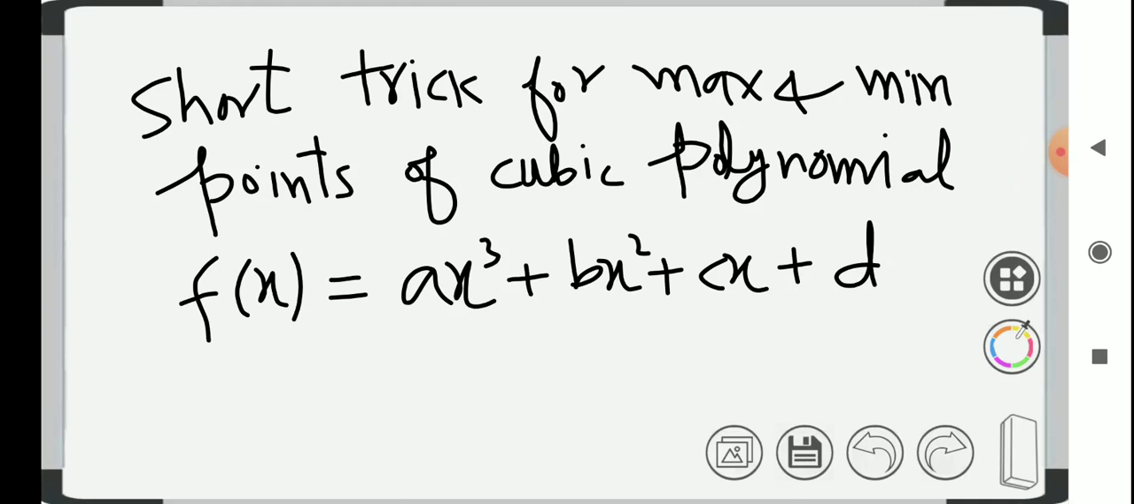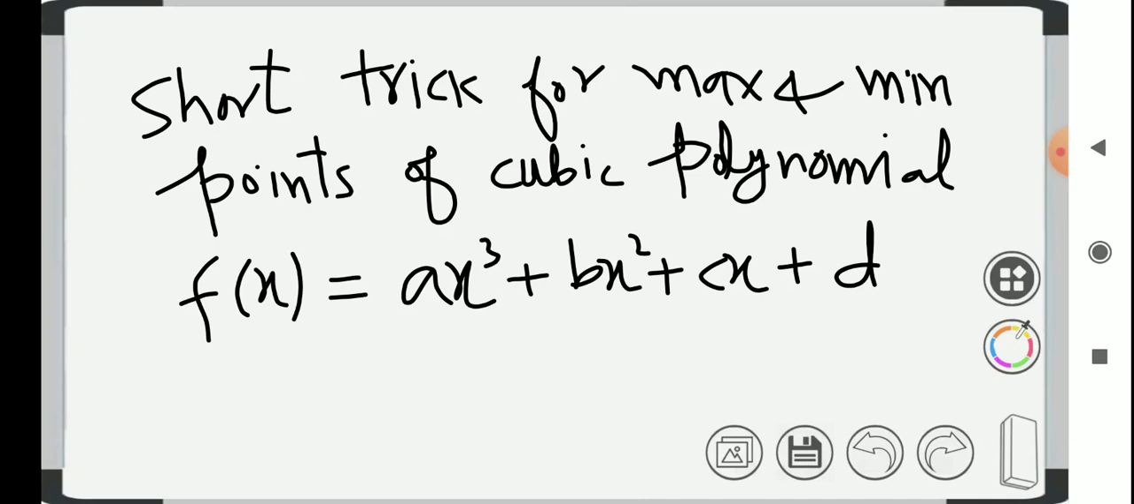It may not be asked directly because it is very easy to deduce the max and min points of a cubic polynomial. They might not ask it directly, but it may be asked by combining it with other topics like AP. You might be asked to maximize the product of three terms of an AP and to find the common difference so that the product of three terms is maximized.